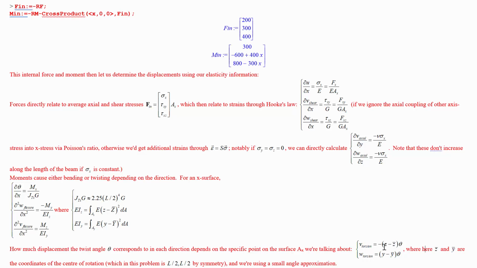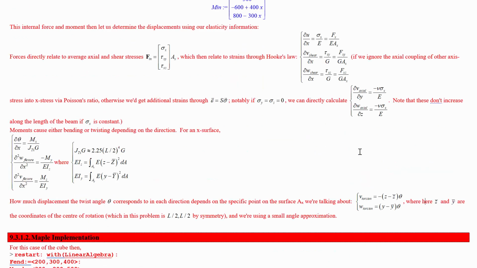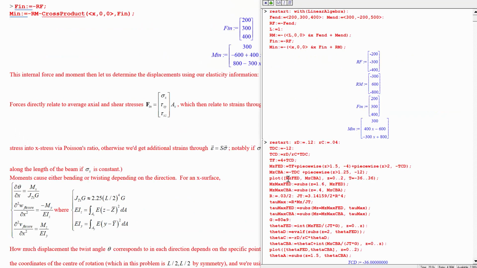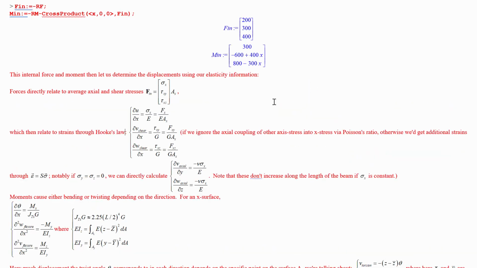But the other one, how much into the page we are in z, times a theta in the x direction, is going to make us bend towards y. And that's where the negative is from, because it was into the page rather than out of the page, causing that displacement. Okay, let's work this thing out. So we'll just put in some line breaks here.